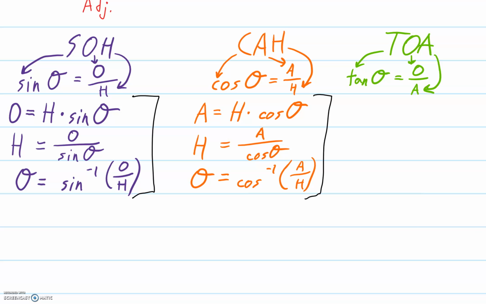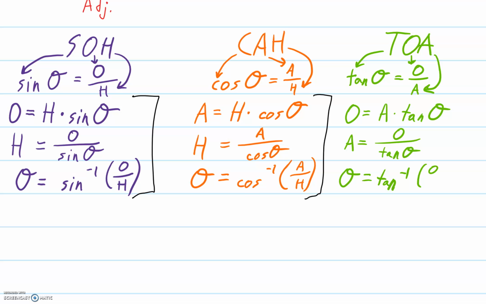And now for TOA, we're going to do the same thing again. So O equals A tan theta. A equals O over tan theta. Theta equals tan to the -1 of O over A.